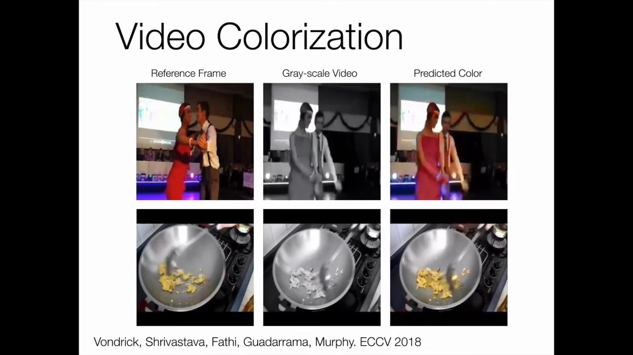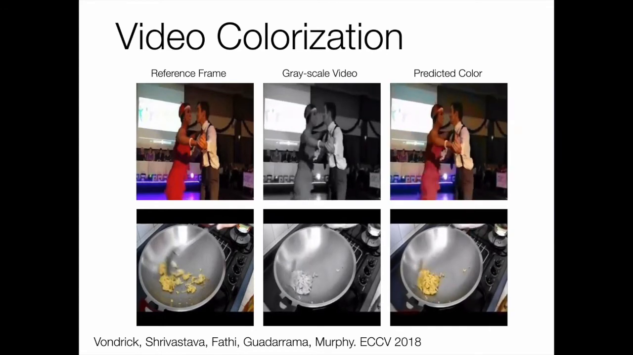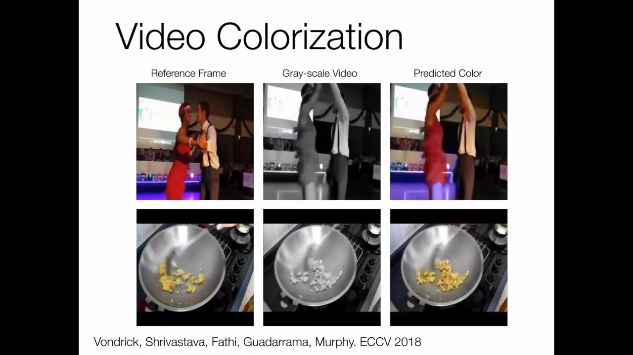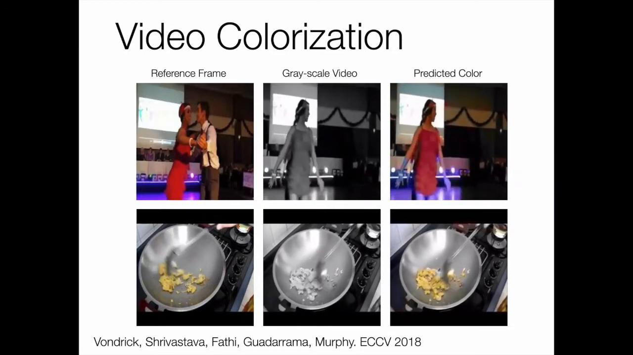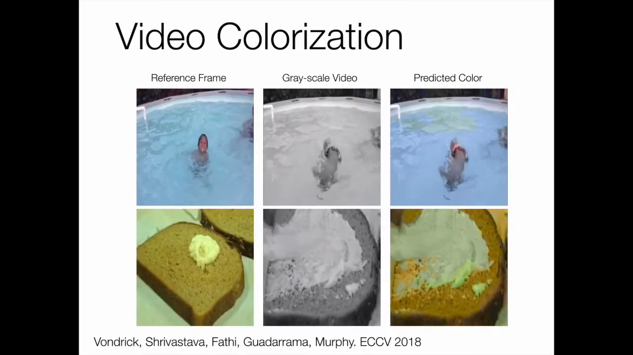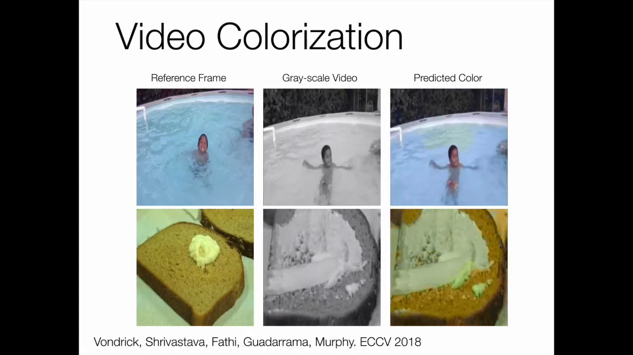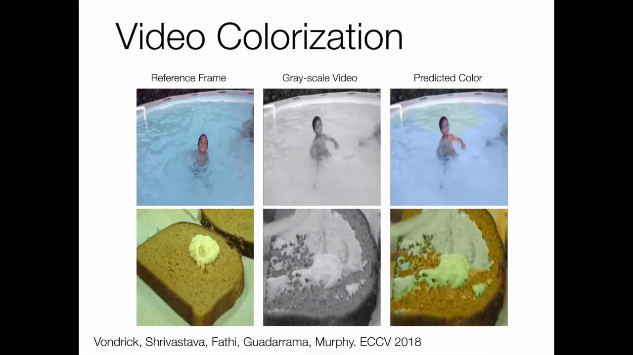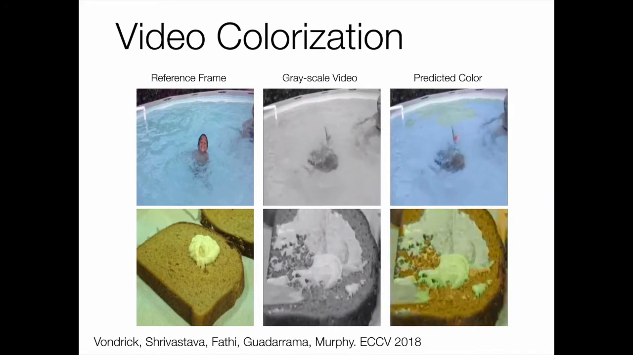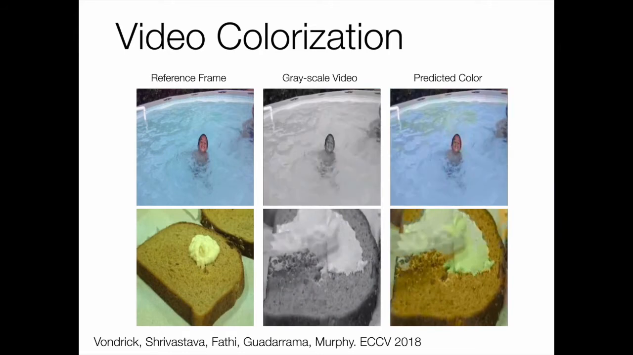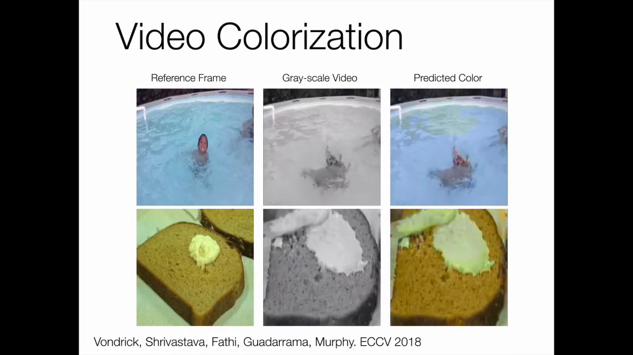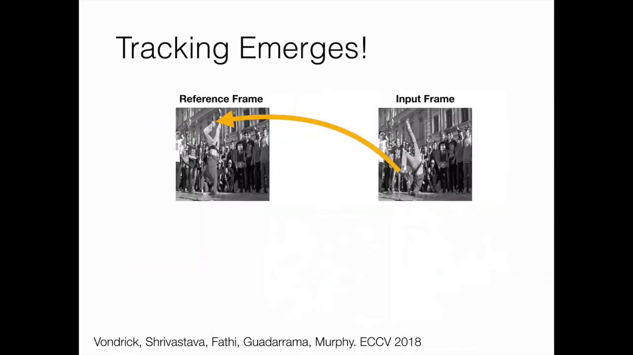One of my favorite examples is the eggs here. This is a really difficult situation for tracking, right? The eggs here are going under significant deformation, and so I think something like optic flow just would not work here. Here's a couple more examples. So a person swimming in water, butter spreading on toast. Again, these are very challenging situations for traditional trackers, right? But this model, which is trained on a large amount of video, is actually able to learn a process for color propagation in these pretty complex situations.